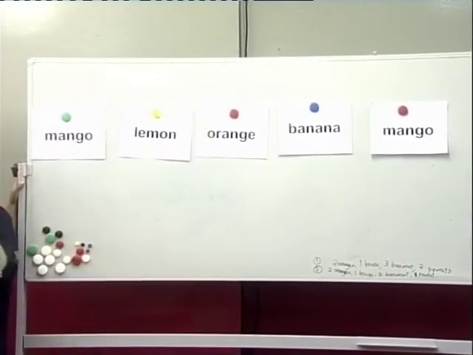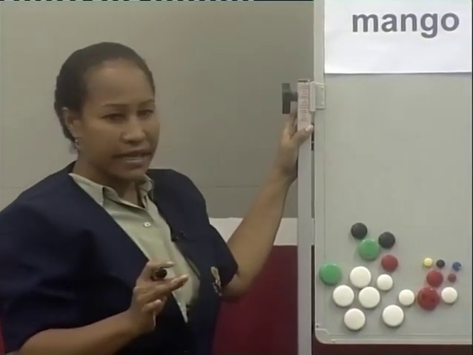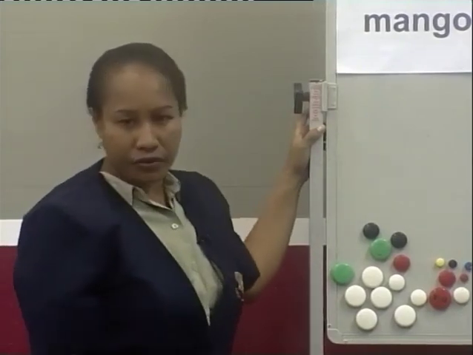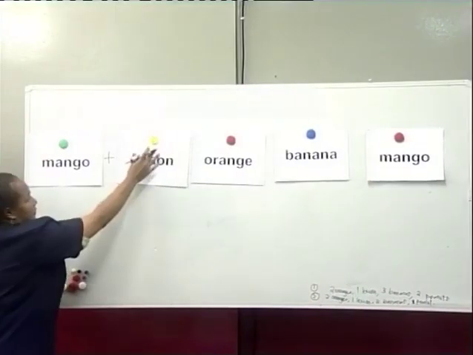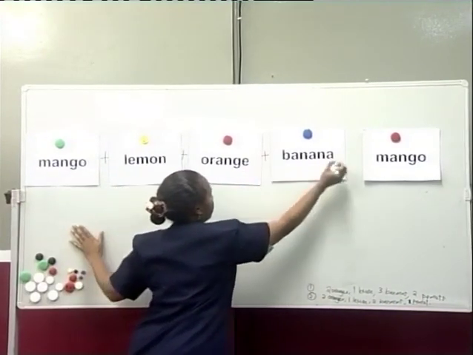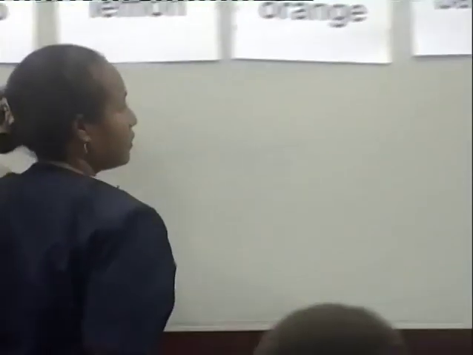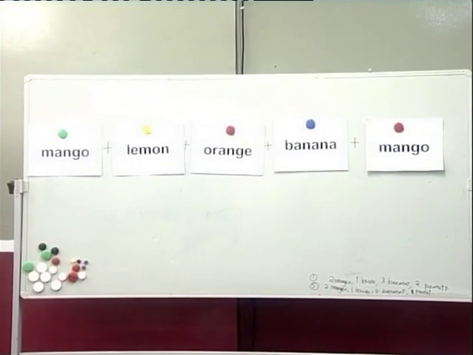I am going to put an operational sign in between these fruits. Okay, so what is this sign, class? Plus. Okay, good. In algebra, we use pronumerals to represent what? Numbers, so to stand in for numbers.